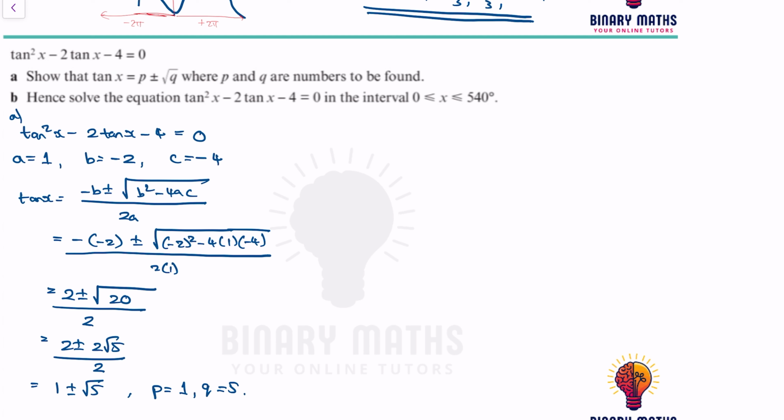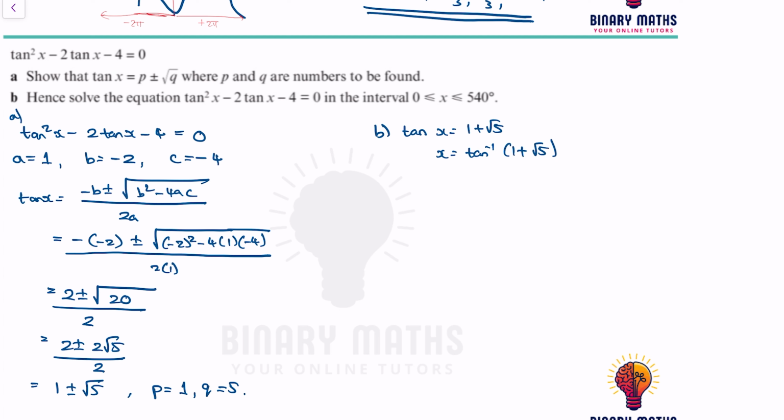Okay, B. Hence solve the equation tan squared x minus 2 tan x minus 4 is equal to 0 in the interval 0 to 540. Okay, so there's two sets of solutions. The first solution is when tan x is equal to 1 plus root 5. So x will be inverse tan of 1 plus root 5.